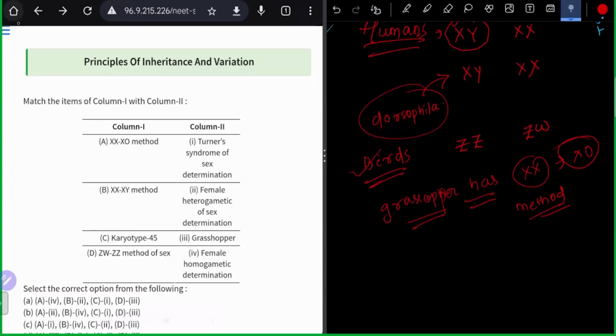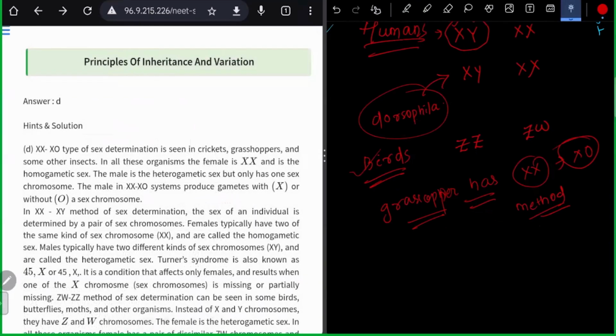Okay. So next question we have, the answer is D. Here you can see XX-XO. They are seen in crickets, grasshoppers, and some other insects. XX-XY you can see in females with homogametic sex determination. Then 45 karyotype you can see in Turner syndrome, and ZZ-ZW you can see in birds.